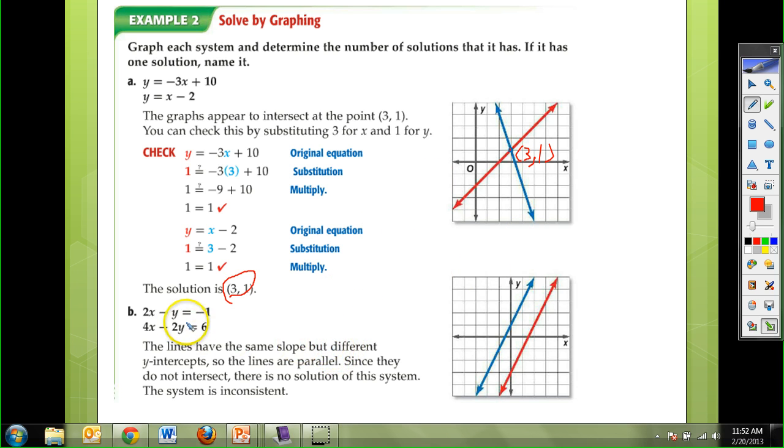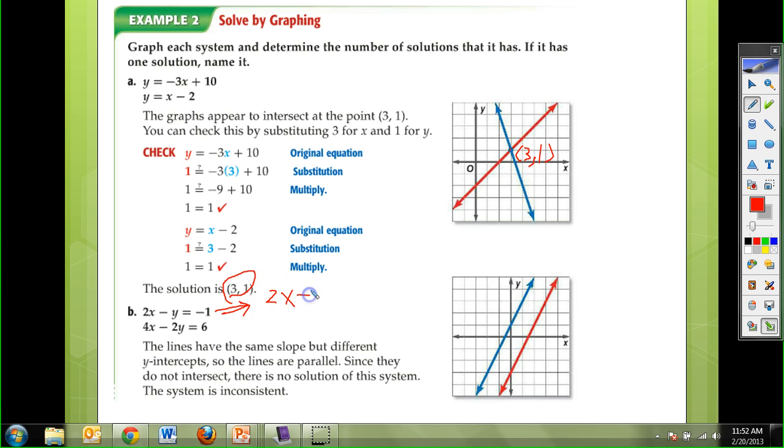Now, here's another one. This one does not look like y equals. So that means you should change it into y equals. Do you remember how to do that? Right now it looks like it's standard form, ax plus by equals c. We need to change that to slope-intercept form, so you want y equals mx plus b.